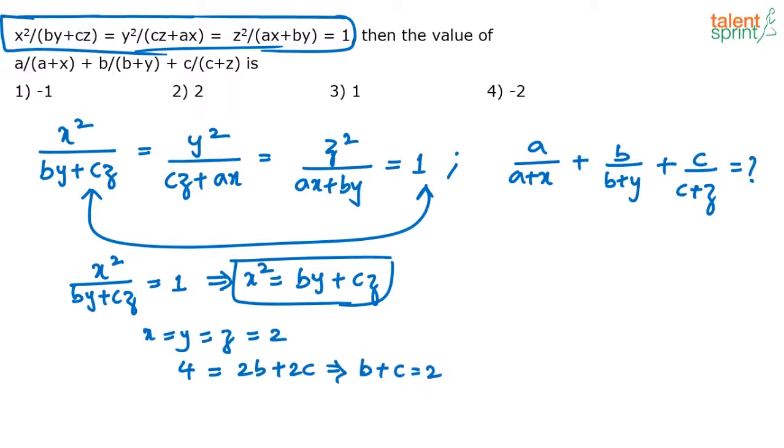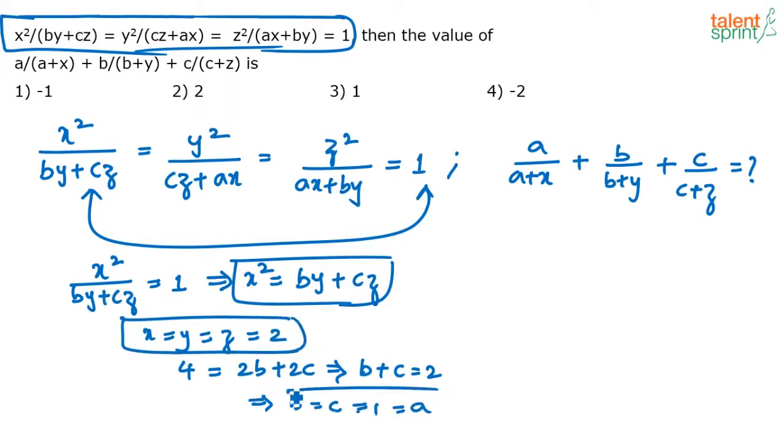And if we assume that a, b, c are also equal, then b plus c equals 2 implies what? B equals c equals 1. You're getting it? B equals c equals 1. And if b and c are equal to 1, then a should also be equal to 1 because all three of them are anyway equal. So we are done. X, y, z equals 2, a, b, c equals 1. I'm sure not all of you will be very happy with the solution here.